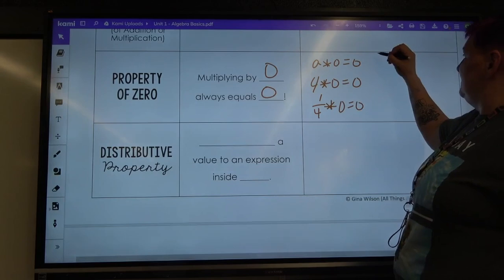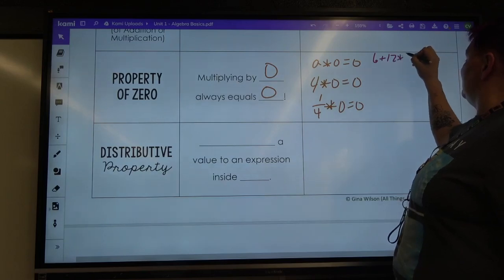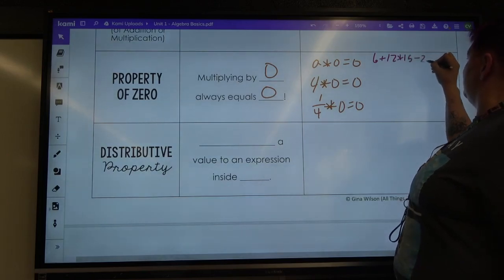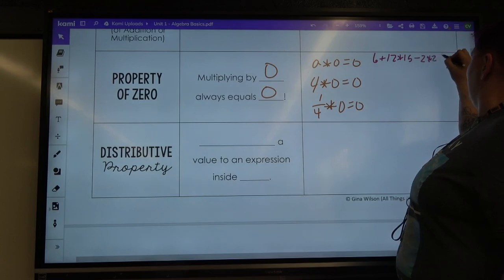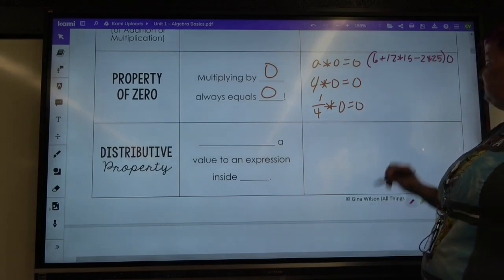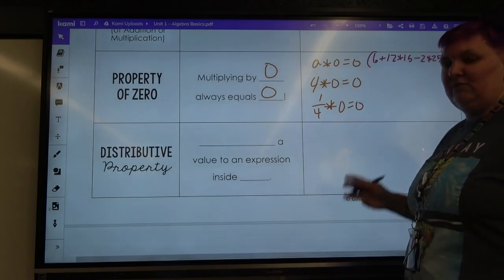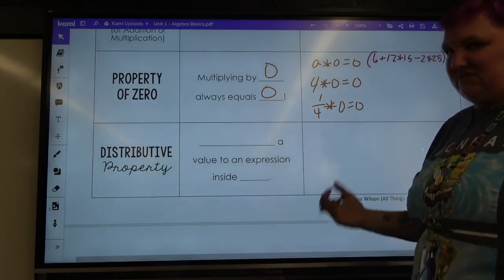Let's go crazy. 6 plus 12 times 15 minus 2 times 25 times 0 is 0. It doesn't matter. If you're multiplying it times 0, it's 0.